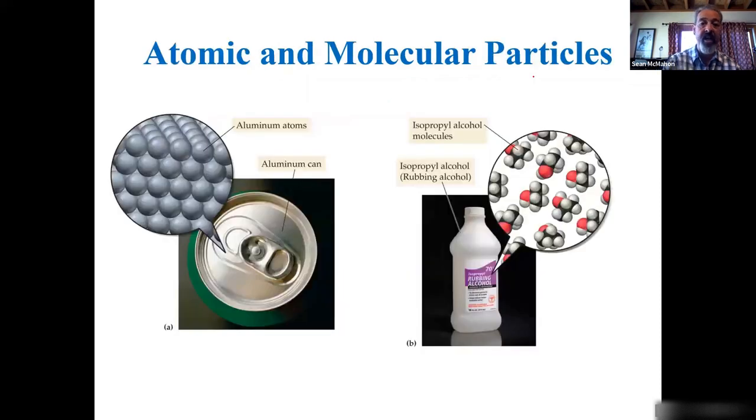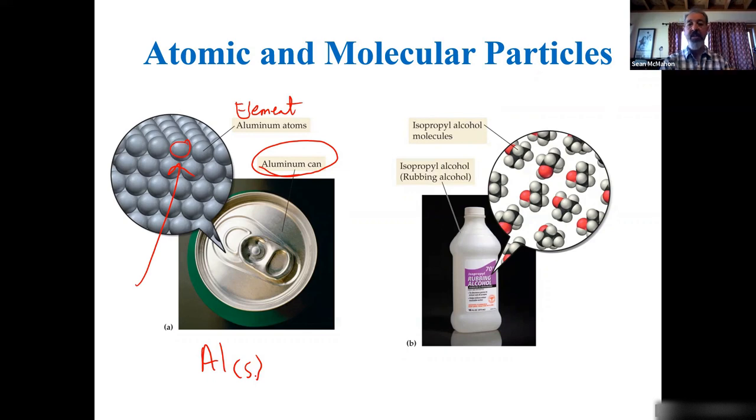Here's an example. Let's say I had an aluminum can. If I broke it down to the microscopic level, I would just see a bunch of aluminum atoms. So how would I write that pure substance? Aluminum is an element. How would I write the chemical symbol? Well, if the singular of the element is just one aluminum atom, I would just write the elemental symbol, which you can see on the periodic table, Al, followed by (s) because it's a solid. This shows that this is the consistent fixed ratio if I break it into its smaller parts.